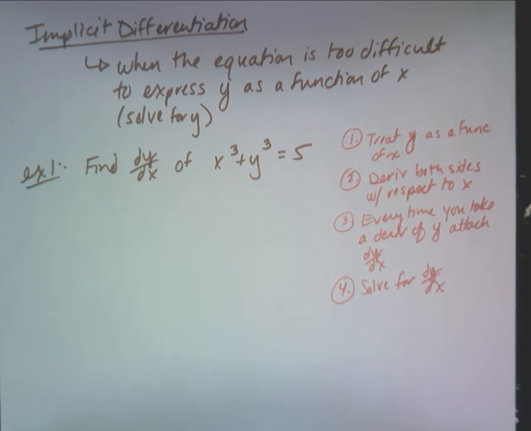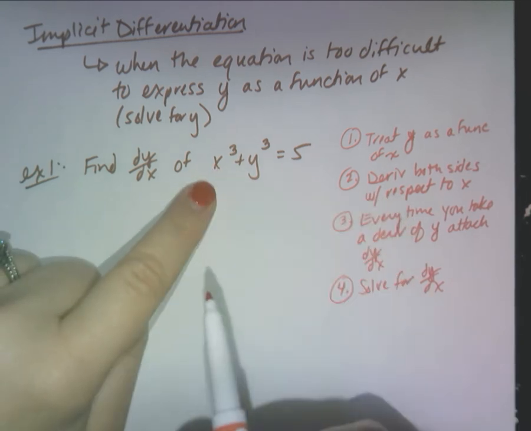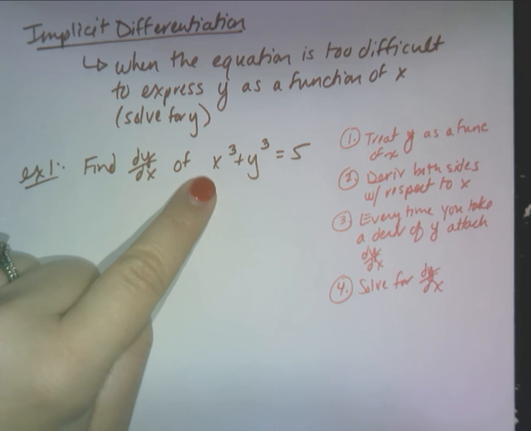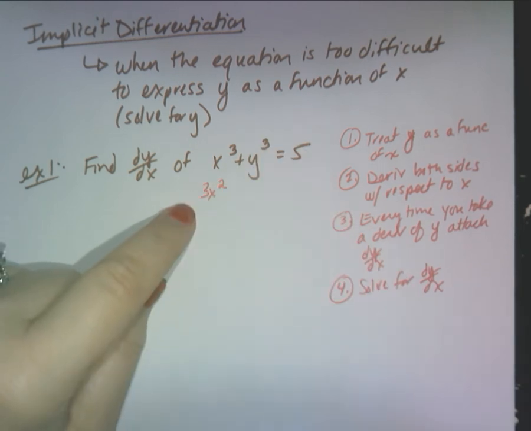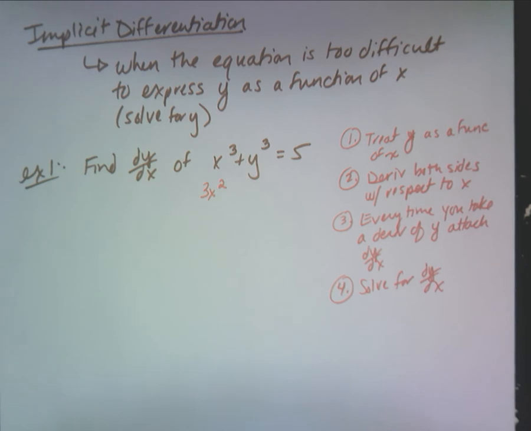Okay, so what we're doing is we're going to treat y as a function of x, which means we're going to derive both sides with respect to x. However, if we take a derivative of y, we have to attach what's called a dy dx. And then we solve for dy dx at the end. I know it seems weird, but not that hard. So here's what we're doing. So x cubed, ready? What's the derivative of x cubed? You should all know that. 3x squared. Did you take a derivative of a y? No. Then you're done for that one. Just for that one.